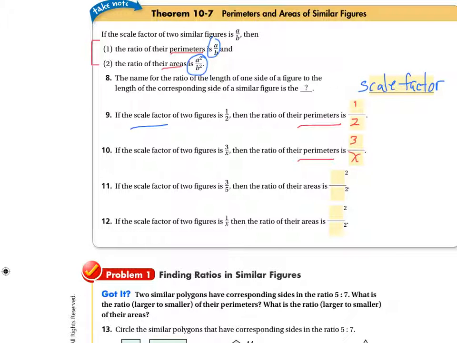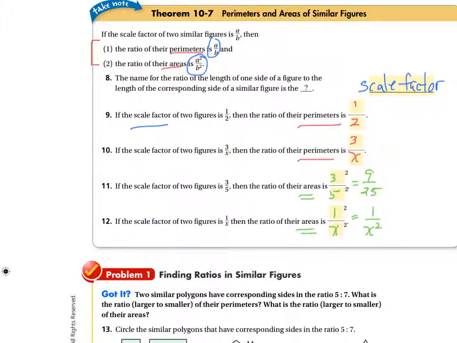It's the same. If the scale factor of the two figures is 3 to 5, then the ratio of their areas is what? And you can see that they're squaring them above there, right? So it would be 3 squared and 5 squared, which equals what? 9 to 25. If the scale factor of the two figures is 1 to x, then the ratio of their areas, which has squared units, is 1 squared to x squared, which equals 1 over x squared.